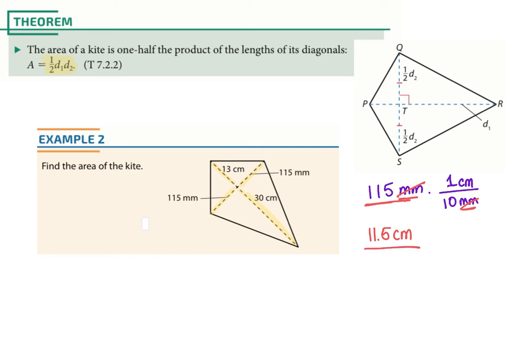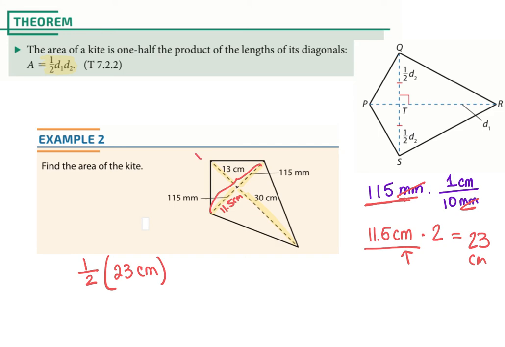So I would rewrite this as 11.5 centimeters, but that's only half of my diagonal. My formula is 1/2 diagonal 1. If this is half of my diagonal, I have to double it, so times 2. That's going to be 23 centimeters all the way across. Everybody see that? So that's 23 all the way across there.